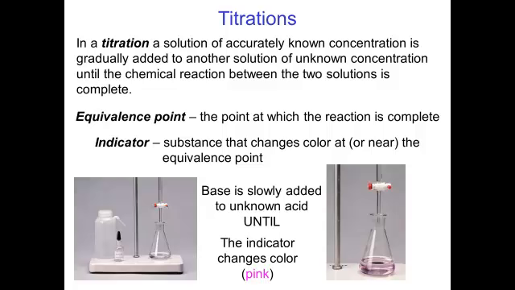Looking at the photographs, the Erlenmeyer flask contains one of the solutions. The other solution is in the burette. An indicator is added to determine the equivalence point. That is the point at which the reaction is complete. The indicator changes color at or near the equivalence point. Notice in the photographs that the solution changes from colorless to pink.